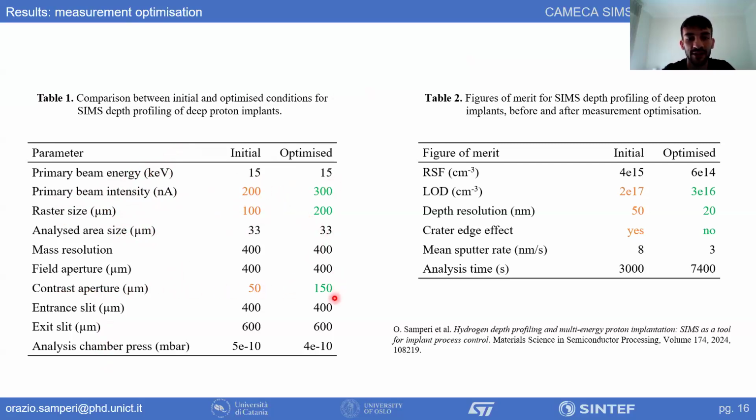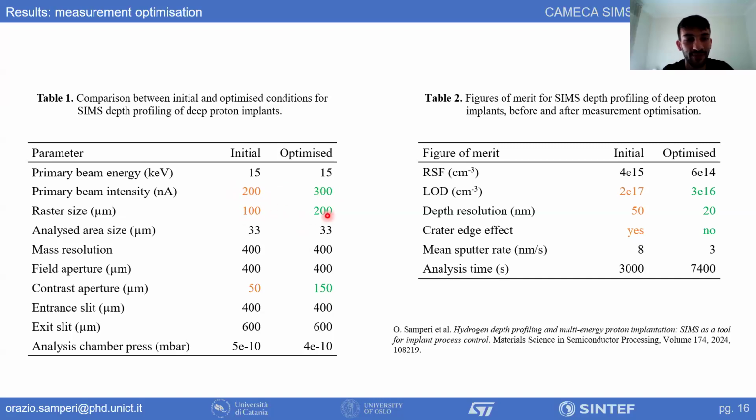And here the green values are the values of the optimized conditions. So here the work was basically to try to increase the current to increase the signal, increase the raster size by keeping constant the analyzed area to reduce the crater edge effect. And at the end, increase the contrast aperture to recover some signal, because the contrast aperture is proportional to the number of secondary ions that you send to the detector. Then you increase the number of secondary ions.